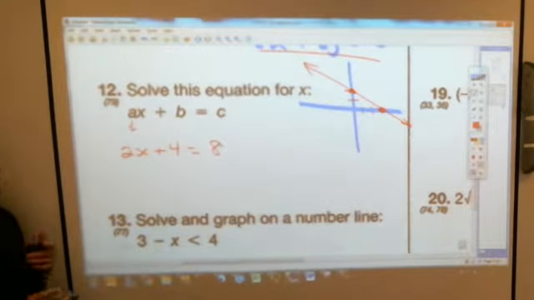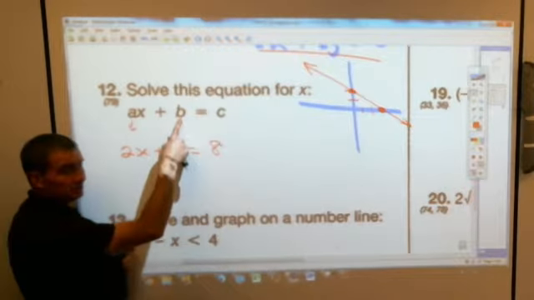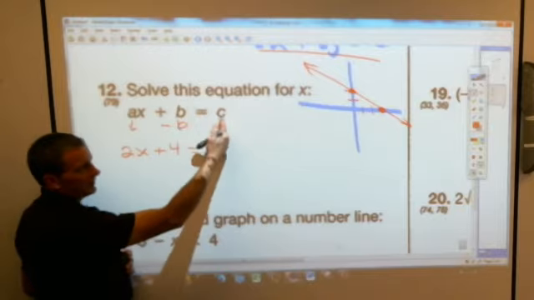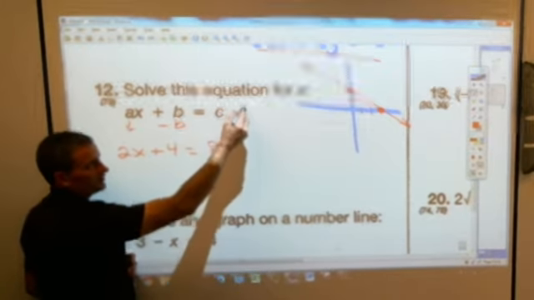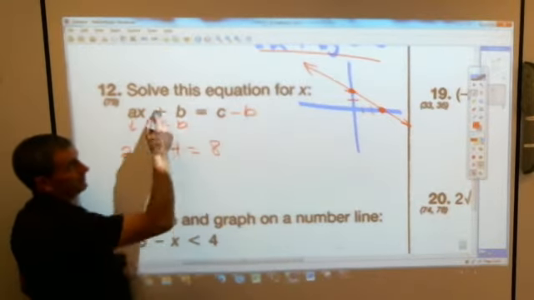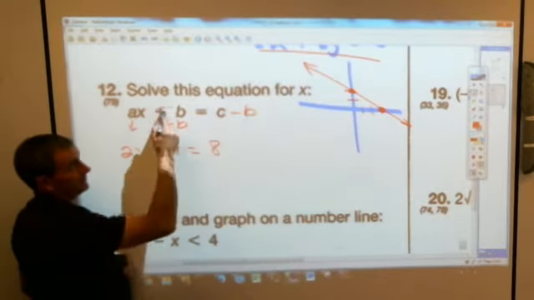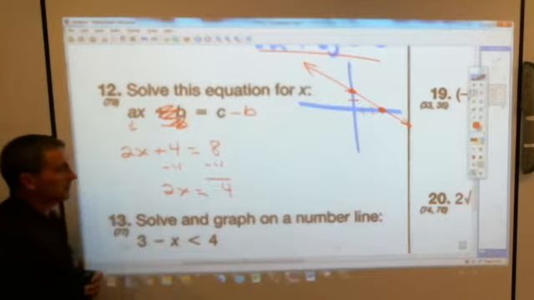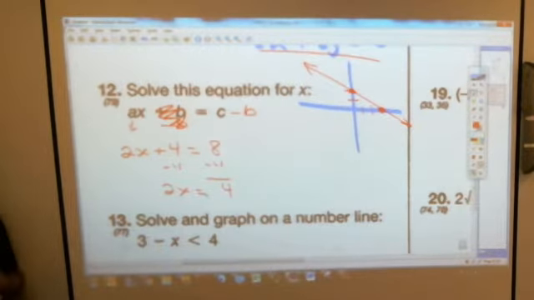Subtract the 4. Well, it's not a 4, it's a b, but you do that same thing. You say, okay, I'm going to subtract the b. Well, you can't combine b with c, so you just write it as minus b. Now my b is gone. So I subtracted my 4 from both sides, and now I get 2x equals 4. This is ax equals c minus b. How do I then solve that for x? The last step there would be to do what?